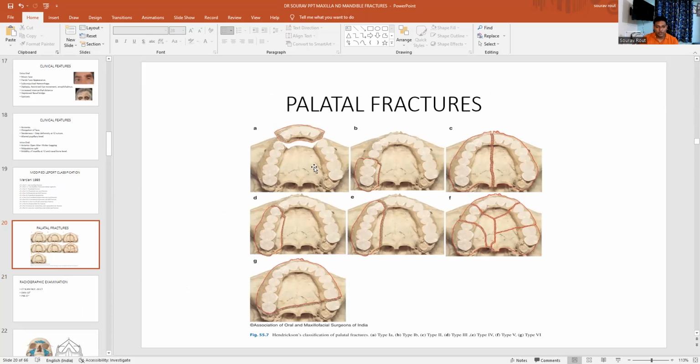Now coming to the palatal fractures. You can see from the picture, there is the Henderson classification of palatal fractures: type 1A, 1B, type 2, type 3, type 4, type 5, and type 6. You can see from the picture.